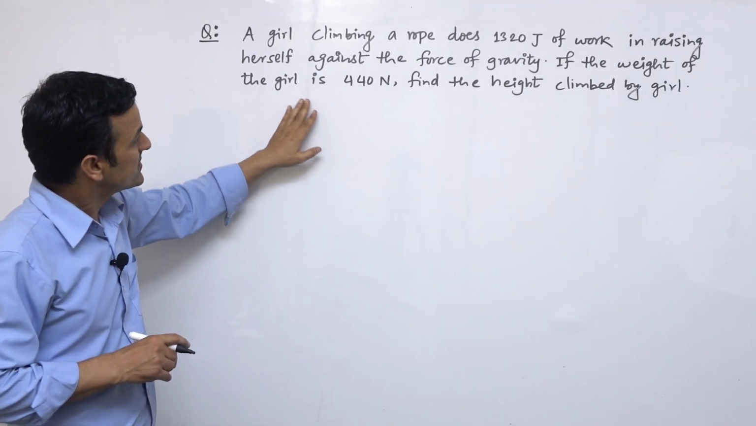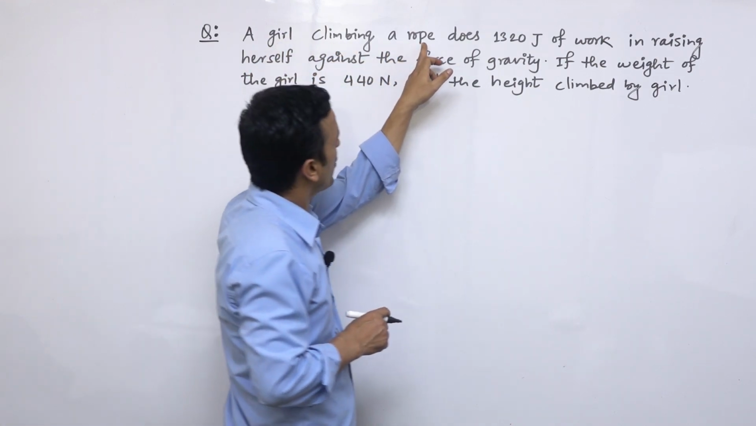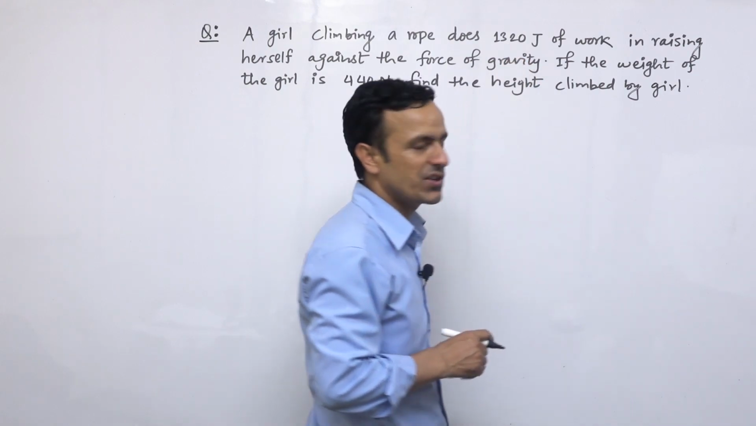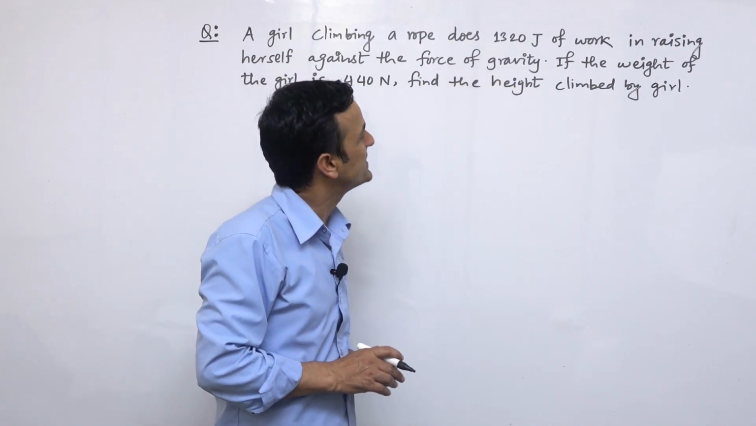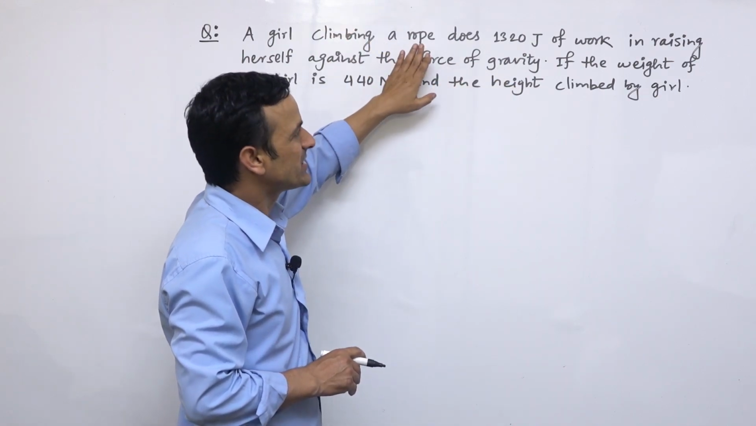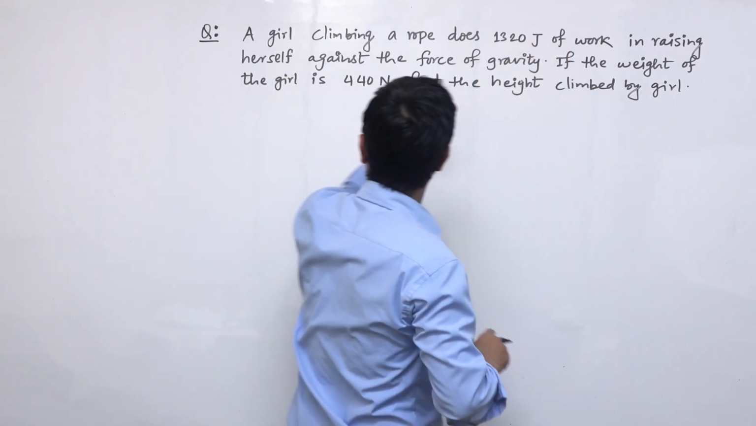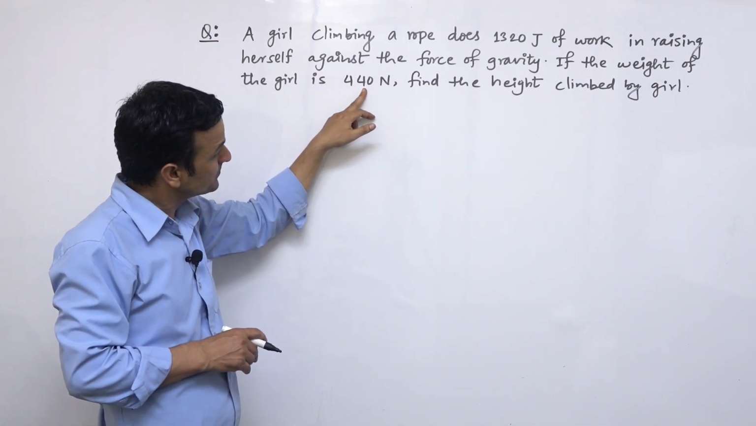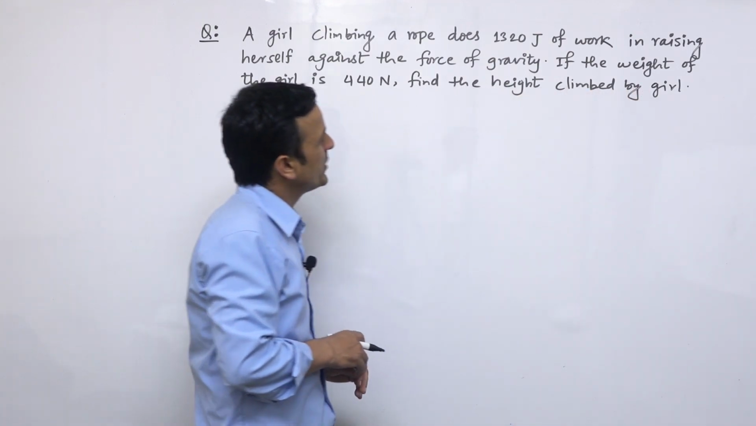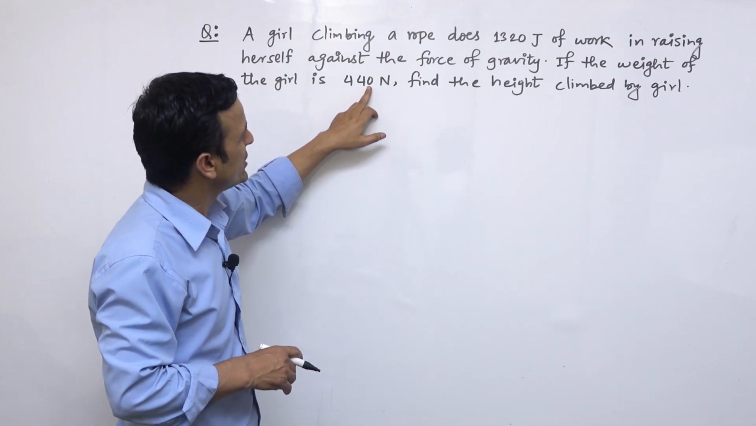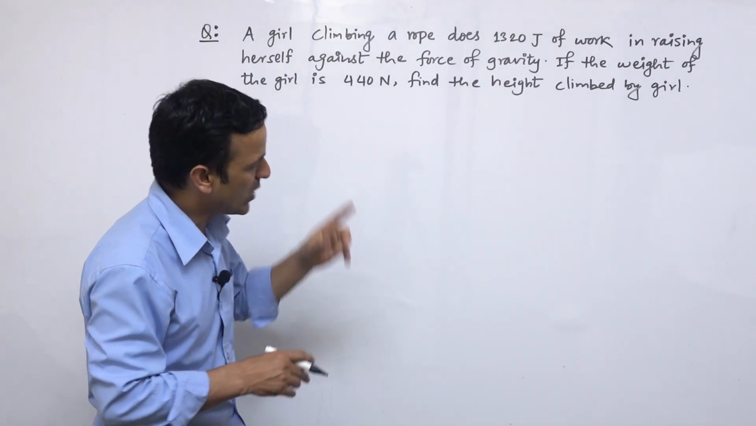So let's solve the practice questions. So we have this question now. A girl climbing a rope does 1320 joule of work in raising herself against the force of gravity. गर्ल्सलाई रोप माथि चढ्नु छ, अगेन्स्ट द ग्राभिटीमा चढ्नु छ, यति जूल अफ वर्क उनलाई चाहिन्छ. If the weight of the girl is 440 Newton, so this is the force or weight. Find the height climbed by girl. यति जूल अफ वर्क युज गर्दा यति न्यूटनको गर्ललाई कति हाइट उनले क्लाइम्ब गर्न सक्छिन्, रेज गर्न सक्छिन्, त्यो हामीले निकाल्नु छ.